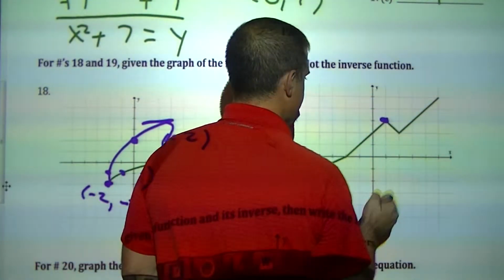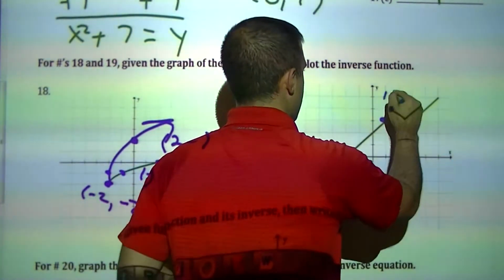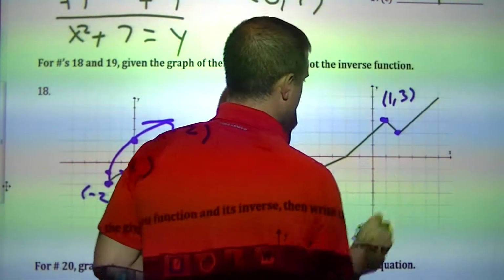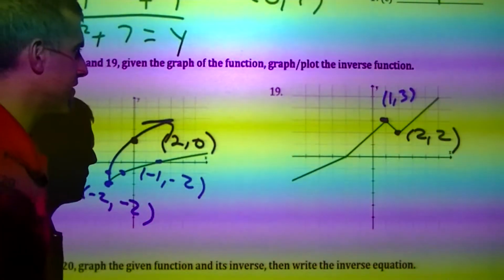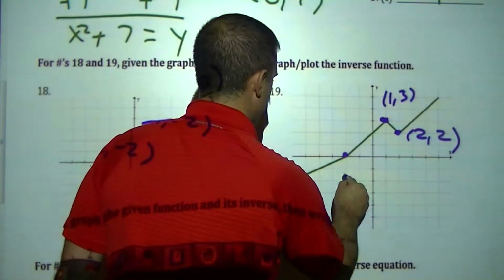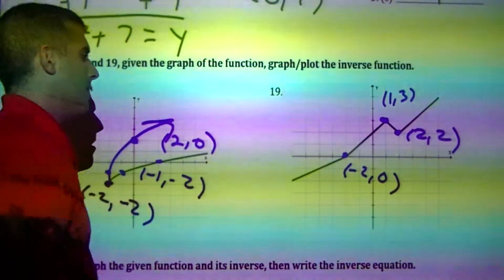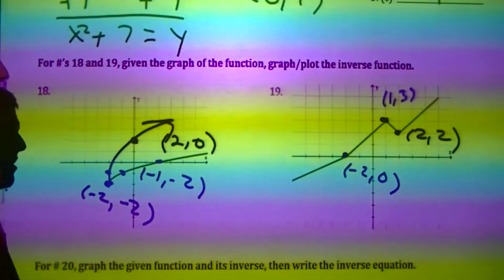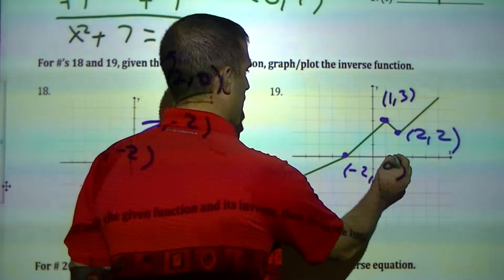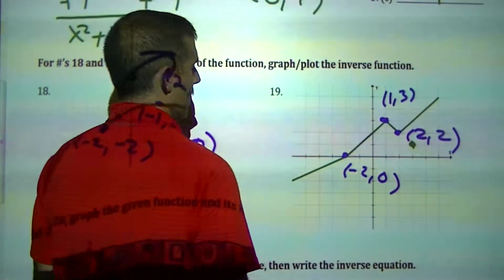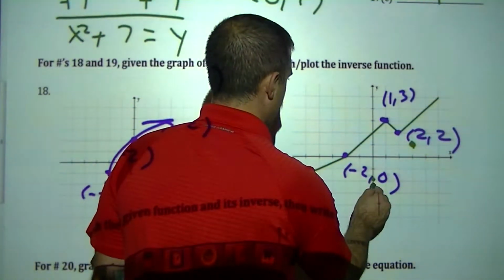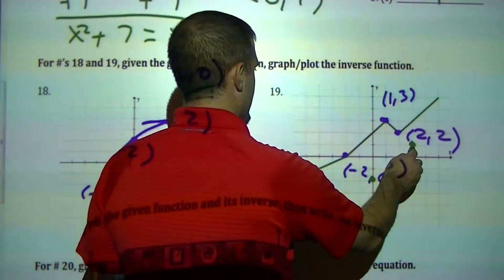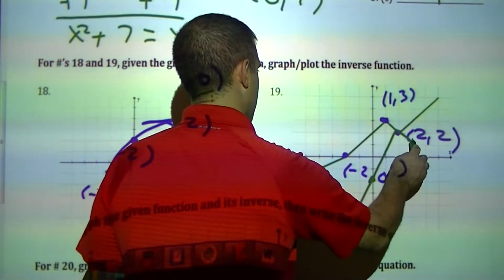On this one, that's 1, 3, okay? I'm going to use this one here. That's 2, 2. All right, that's going to be easy for me. That's going to be negative 2, 0. All right, so when I go to graph these, 3 over 1 up, okay? 2 over 2 up is still there. 0 over negative 2 down, okay? All right, so it's going to go something like this.